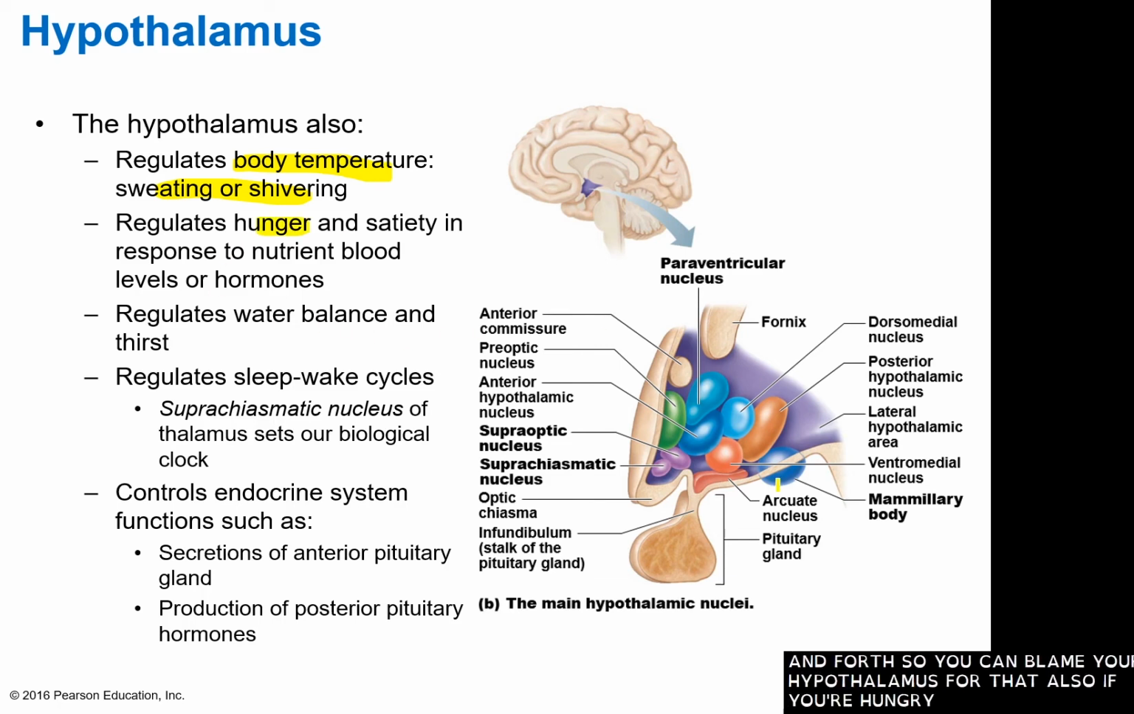Also, if you're hungry, this is regulated through here. It's all about the different hormone levels in the blood and what you need. And if you're thirsty, it also helps regulate water balance via the kidneys. And here's that SCN, or suprachiasmatic nucleus, which sets our biological clock. And then, as I mentioned earlier, the endocrine system functions involve the anterior and posterior pituitary glands. So lots and lots of hormones. You guys are going to hate, and actually, you'll love the endocrine system chapter later in the semester.